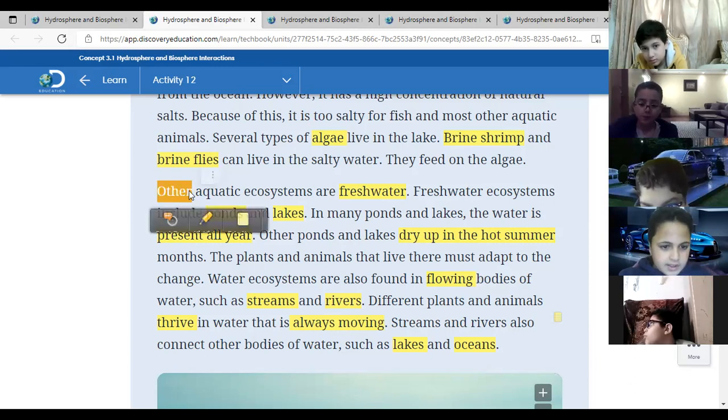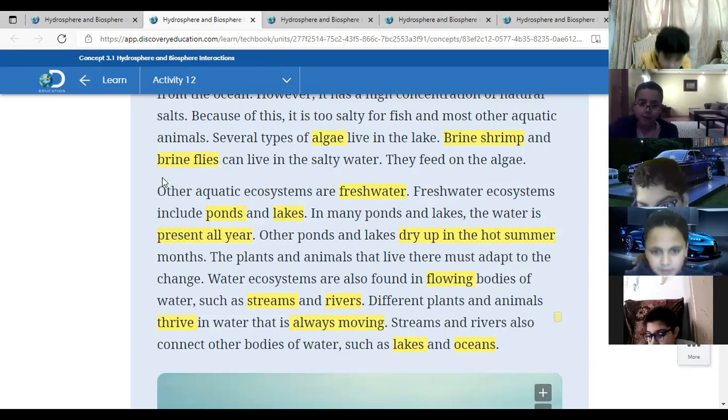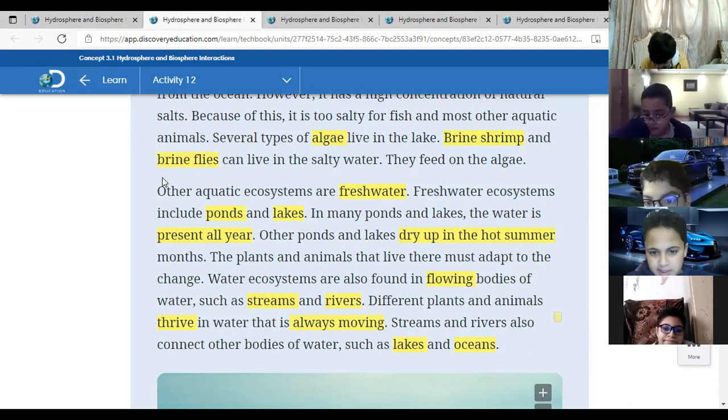Read this other paragraph. Another type of aquatic ecosystem is freshwater. Freshwater ecosystems include ponds and lakes. In many ponds and lakes, the water is present all the year. Other ponds and lakes dry up in hot summer months. The plants and animals that live there must adapt to the change.